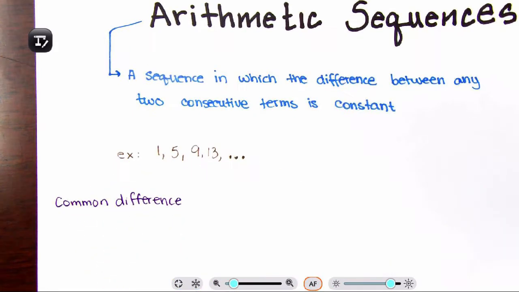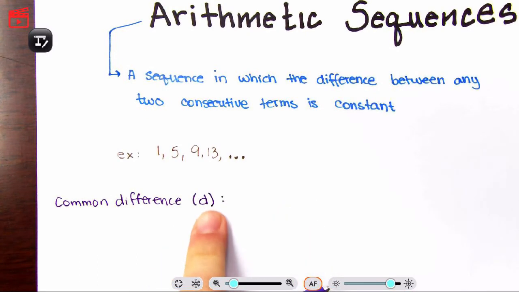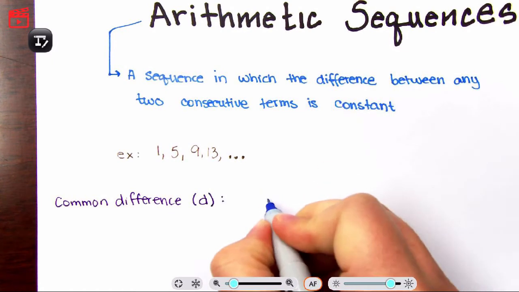Now, in our formula, common difference is going to be a lowercase d. So anytime you see a lowercase d, that means it's common difference. Now, what is the common difference? Common difference is if you take your list of numbers, here's my list of numbers again.